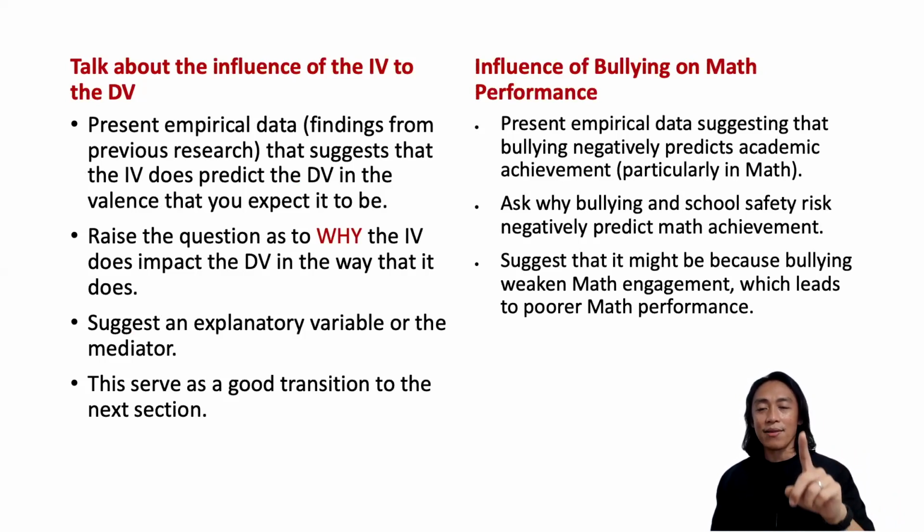And by doing so, you are introducing your next section, which is, you guessed it right, it's about the mediator, which is math engagement. So you will notice that when I organize the outline, I try to make sure that as I end one section of the RRL, that is the opportunity for me to introduce the next section of the RRL. So that is what you refer to as a good transition. Oftentimes you hear this from your teachers. So this is a clear example of what your teacher means by a good transition or a smooth transition.